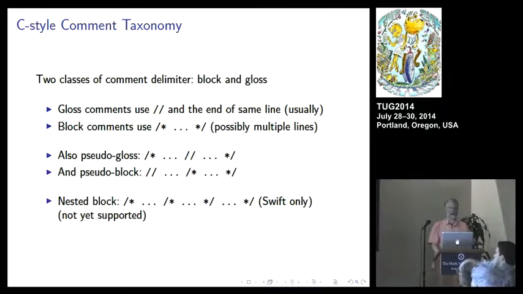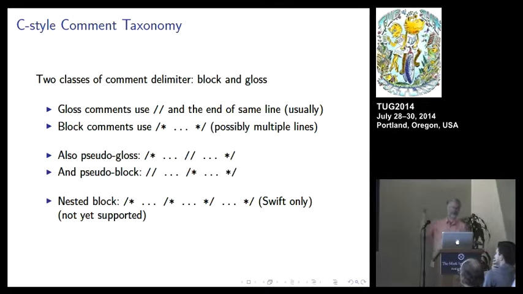So, there's a taxonomy to the two kinds of comments. Each one can be embedded in the other, so those are pseudo. What most people call line-ending comments, I call gloss comments, because gloss is a word that represents a short statement about something to its left.